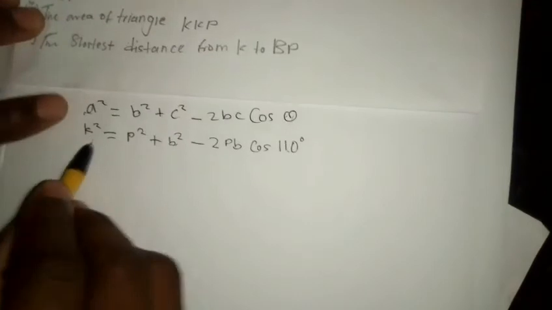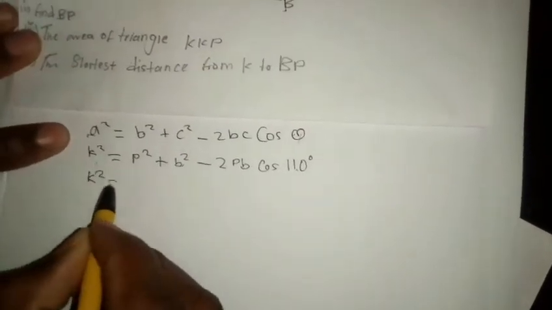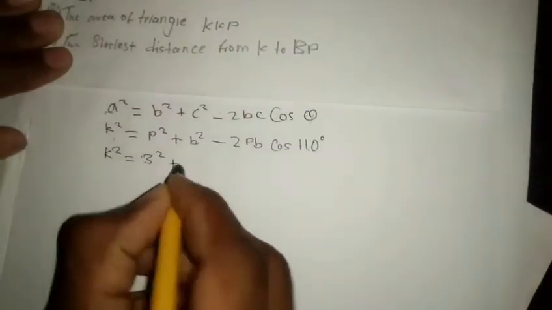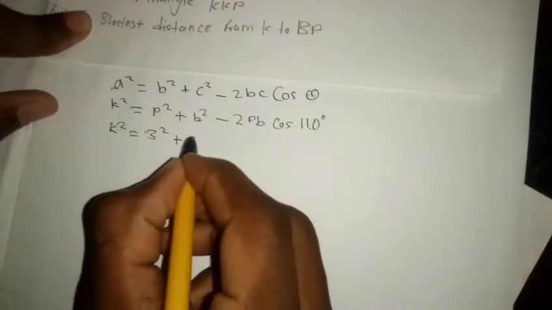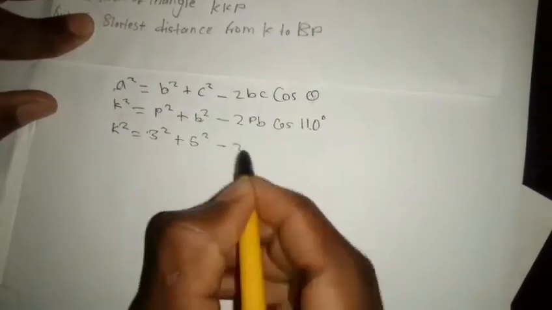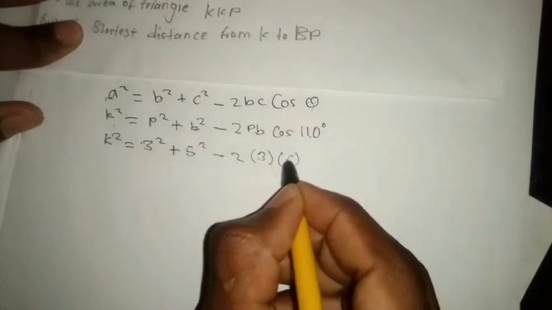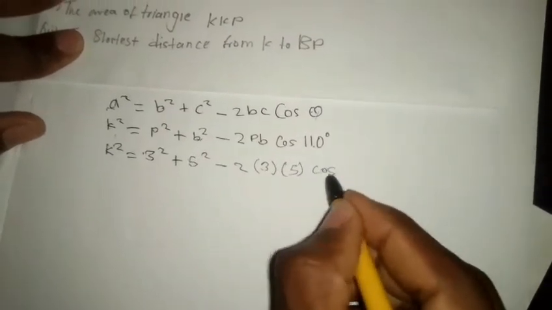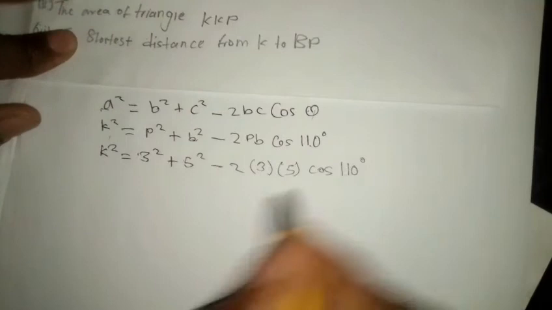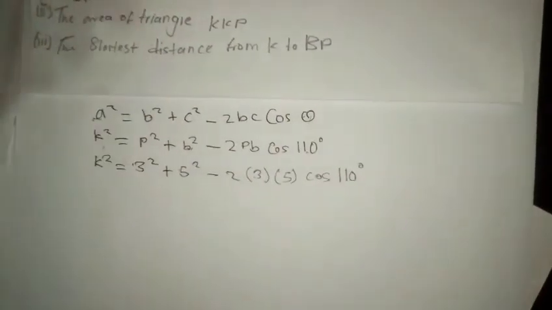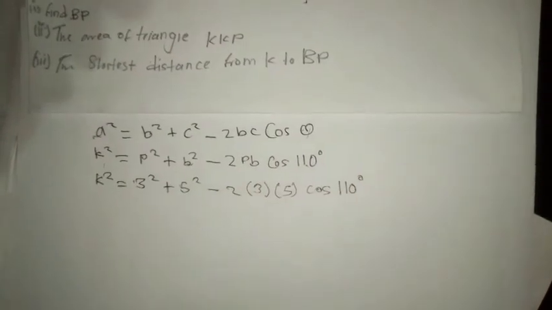So what you're going to have is k squared, the thing you're finding, equals p squared, which is 3 kilometers squared, plus 5 squared, minus 2. Then you multiply 3 there, then 5 there, then cos 110 degrees. Now, when you get your calculator, you should always make sure that your calculator is in degrees.